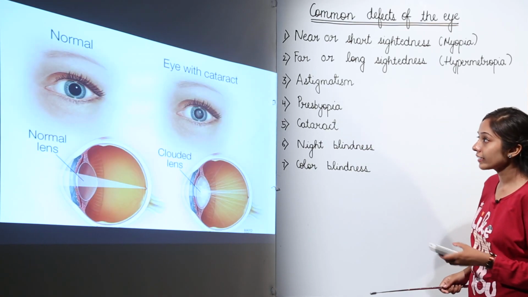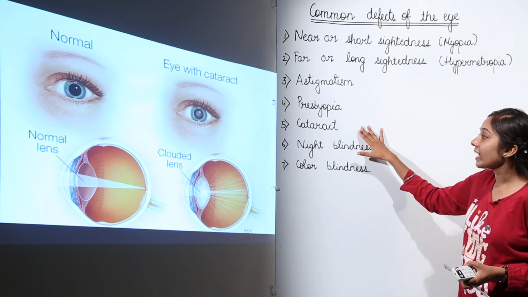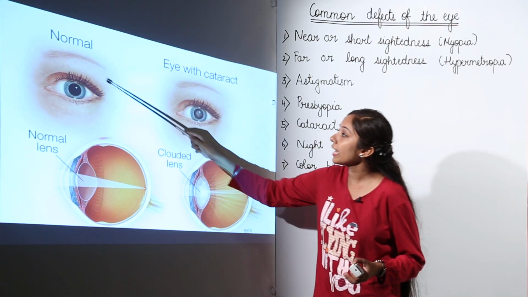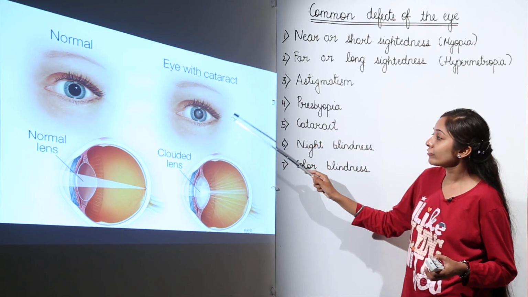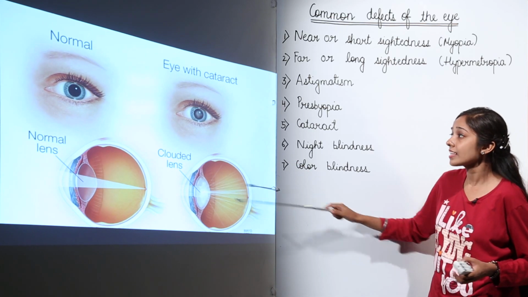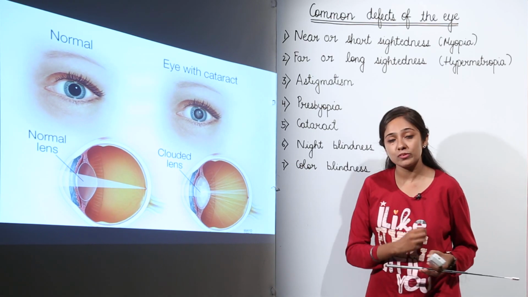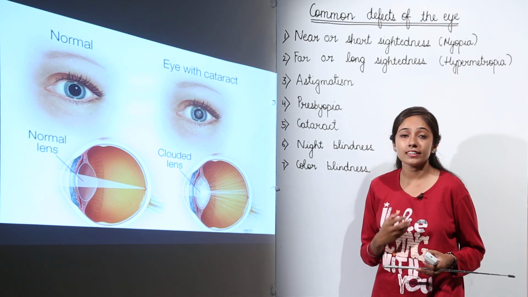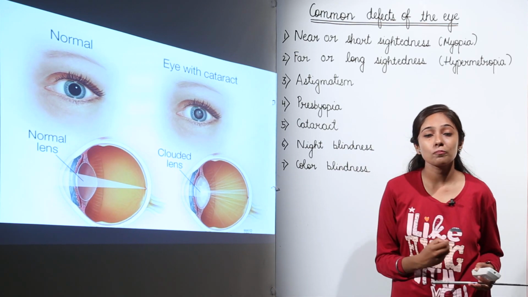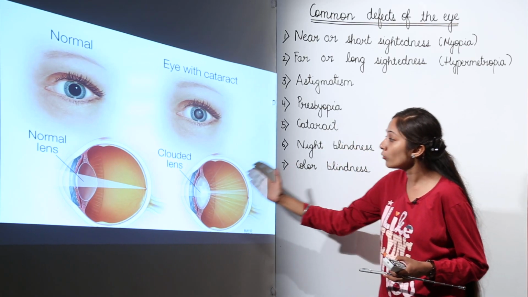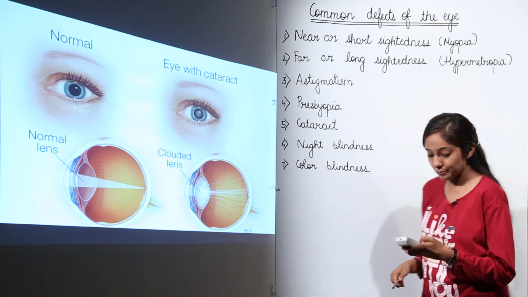Then we have cataract. What happens in cataract? The eye lens becomes opaque or cloudy. See, this is the normal eye lens, and when we suffer from cataract, our eye lens becomes cloudy. So, we have a clouded lens in this case and we do not see the objects very clearly. To cure cataract, to treat cataract, there can be surgical operation, there can be laser operation which can actually treat this cataract, means which can remove this cloudiness from the eye lens.